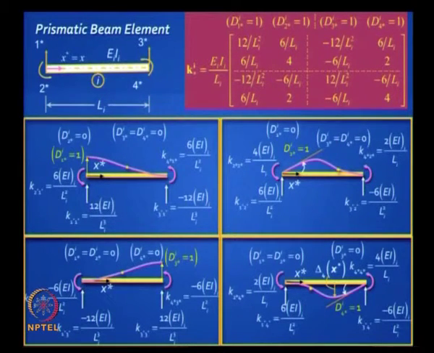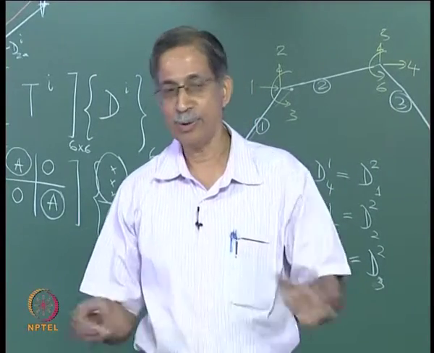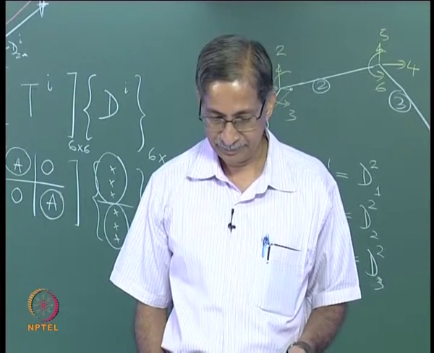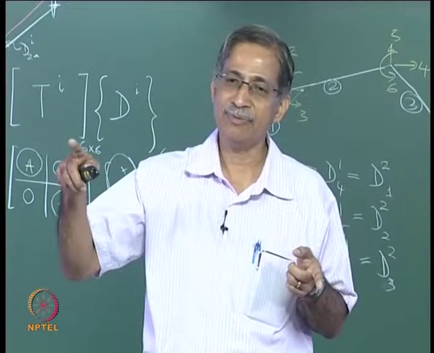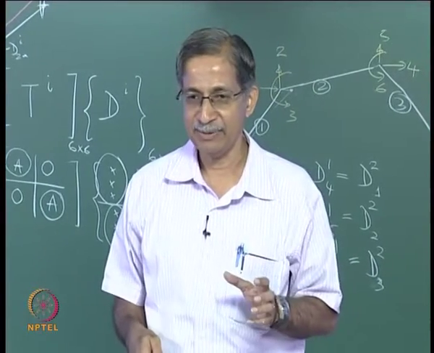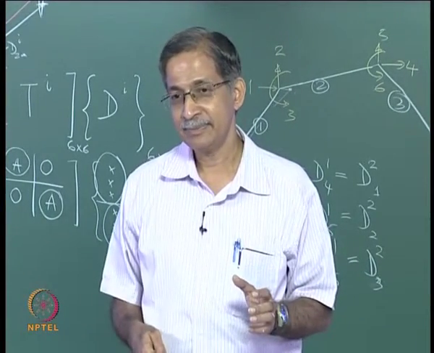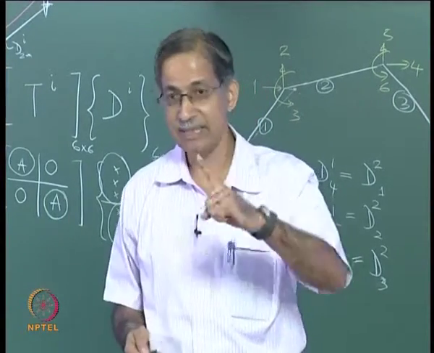If you have a plane frame element, you will have a combination of the truss and the beam. We will see this later, this is 6 by 6. Right now it is an introduction, you should know that you have these element stiffness matrices. Now the challenge for us is we have got the transformation matrix, we have got the element stiffness matrix, they are properties of the dimensions of the element, length of the element and the E and A or E and I values. How do I get the element stiffness matrix in the global axis system? Not for the structure, I am still sticking to the element.